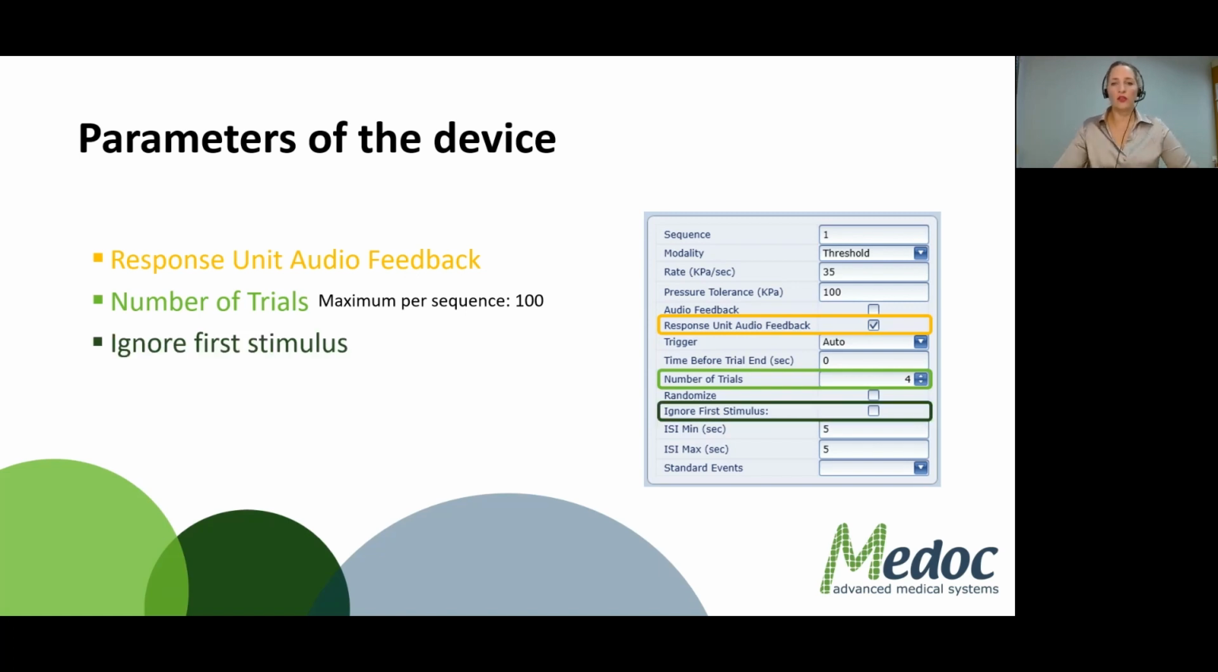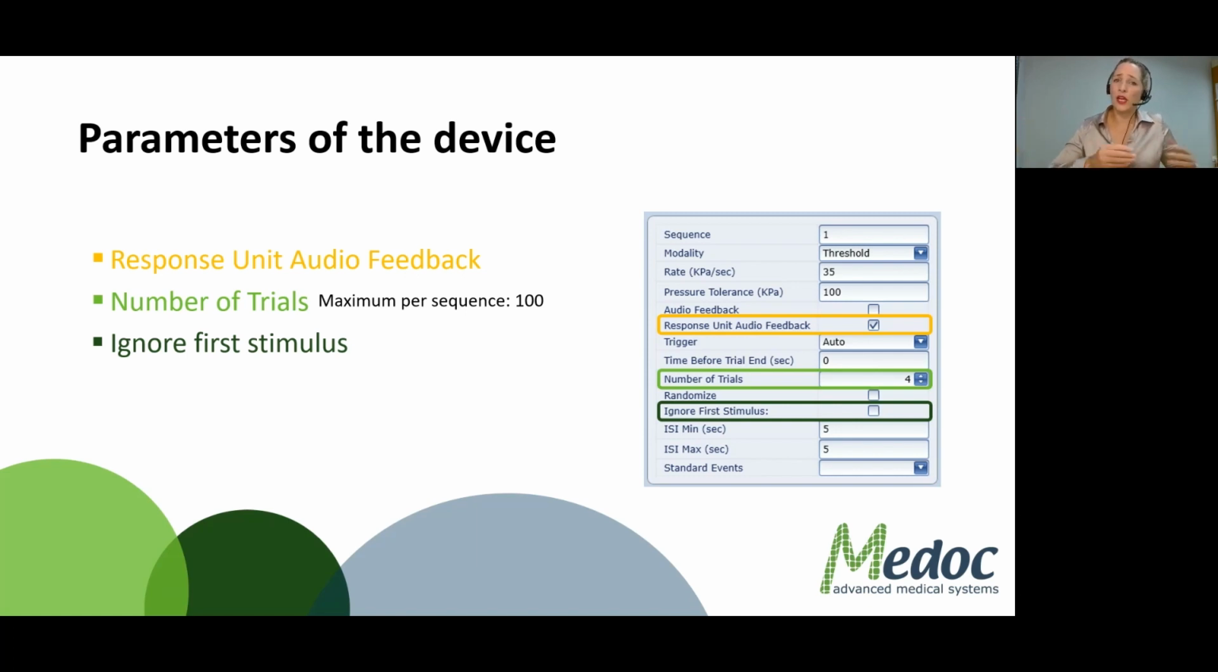Ignore first stimulus is a box that you can check, and it may be used as a familiarization tool. Ignore first stimulus will say that the software will ignore the results of the first trial in terms of its statistics. So it will not be calculated into the average of all the trials.